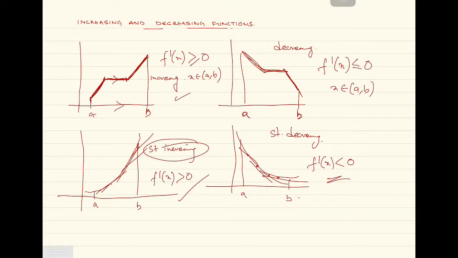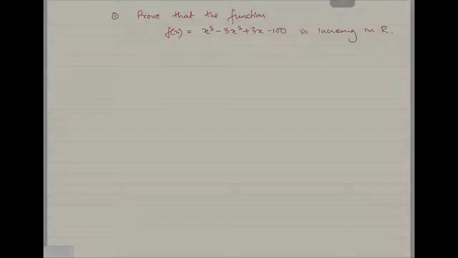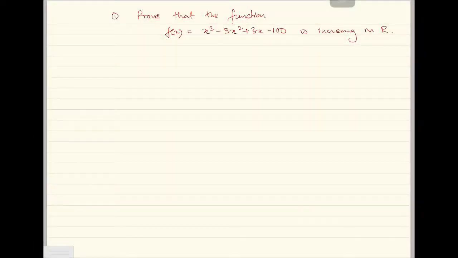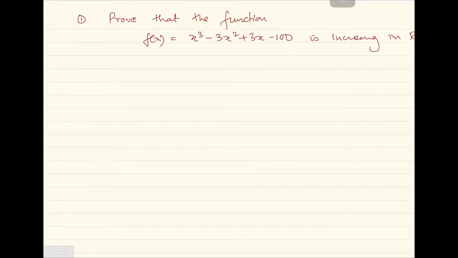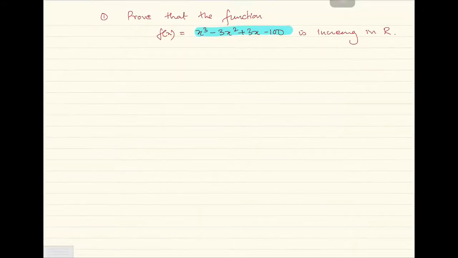We will do some sums based on increasing and decreasing functions. The first one: prove that the function f x equals x cubed minus 3x squared plus 3x minus 100 is increasing in R, meaning here real numbers. If this function is increasing in all real numbers, I need to basically prove that its derivative is always greater than 0. Got it?